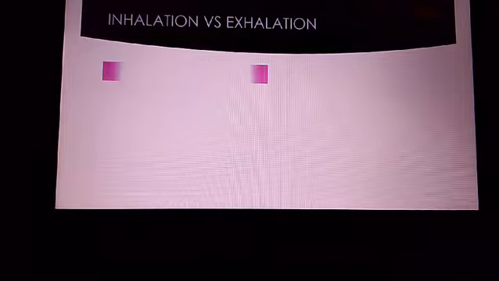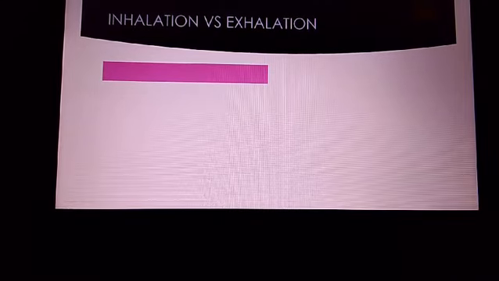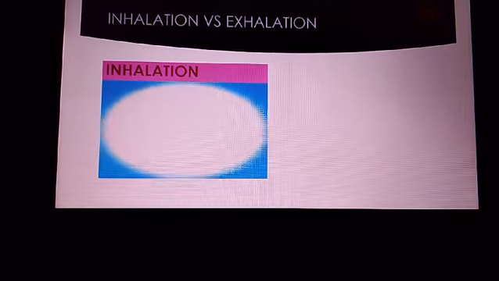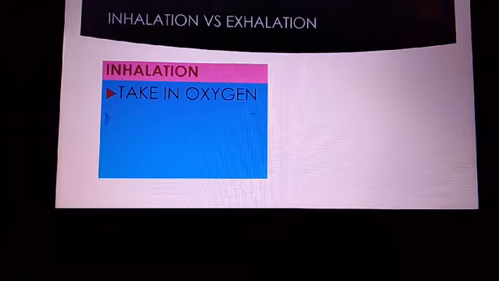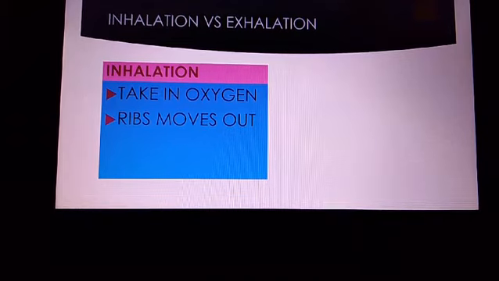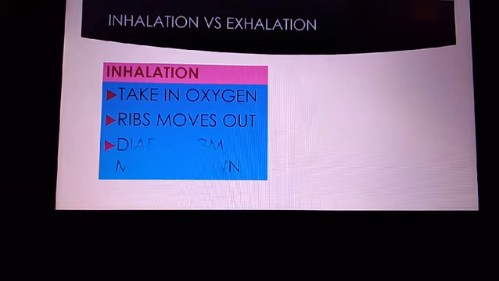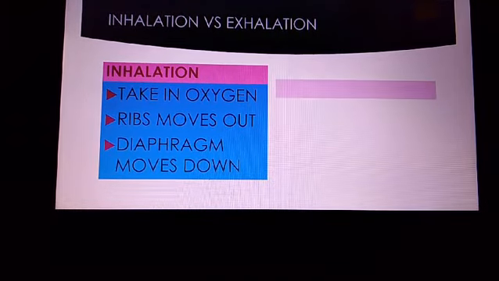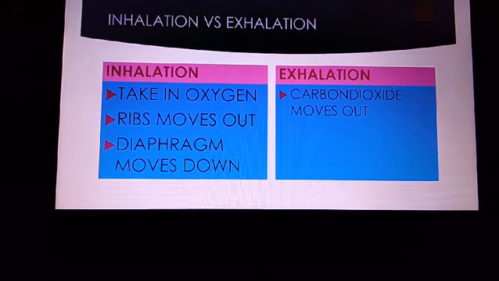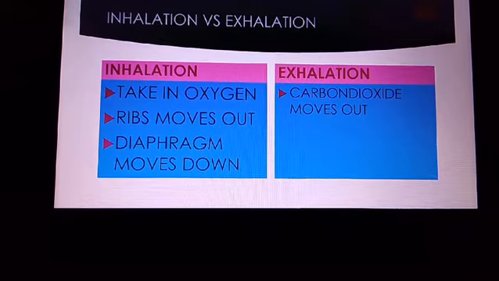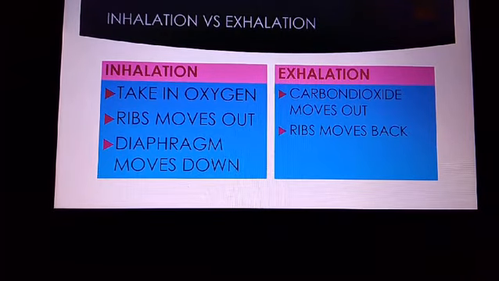Okay. The next one is inhalation versus exhalation. In means inside, ex means exit. Well, it's a trick to remember these two terms. Most of the time I discuss different types of tricks to remember different terms just for ease of learning, because I used to do such tricks in my childhood as well.